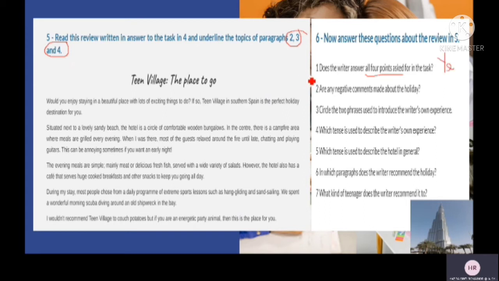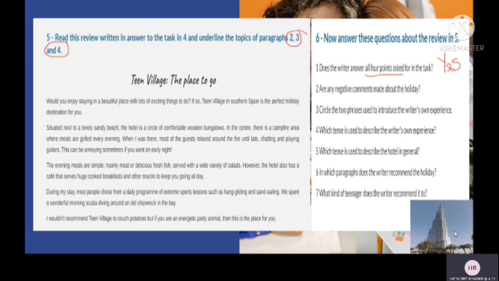Next one, are any negative comments made about the holiday? Can you find any negative comments there? Yes, you can find the negative comment from paragraph 2.